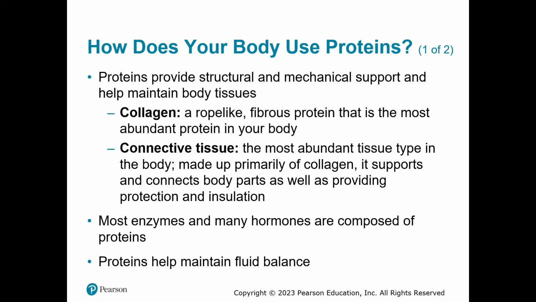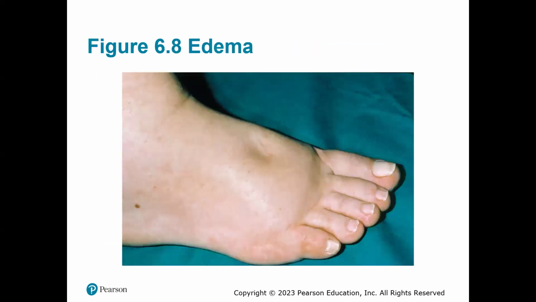We make enzymes and hormones. Most of those are composed of proteins. Pretty much all enzymes are composed of protein. A lot of hormones are composed of amino acids or proteins. Protein also helps us maintain our fluid balance. So it basically helps to draw water back from our tissues and into our bloodstream so that we prevent too much fluid from leaking out into our tissues and staying there. If we have that, we have something called edema.